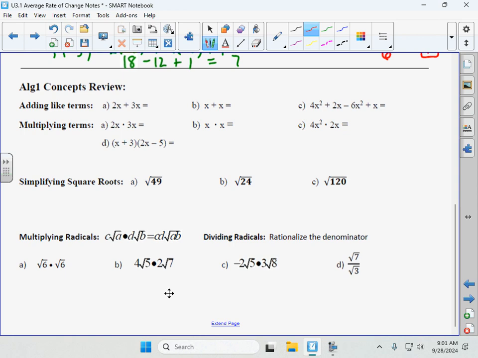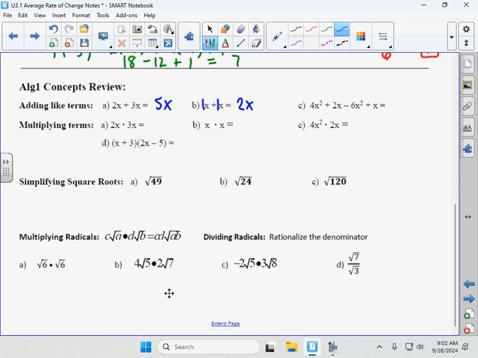All right, so when we want to add like terms, remember like terms are terms that have the same variable and same exponent. And if you have that, then you can add the coefficients, which are the numbers in front of the variables. All right, so for example, 2x plus 3x, that's just 5x. Okay, so it's like 2 apples plus 3 apples, 5 apples. All right, x plus x, okay, same thing. That's just 2x. Okay, again, the coefficients in front are 1, and so 1 plus 1 is 2.